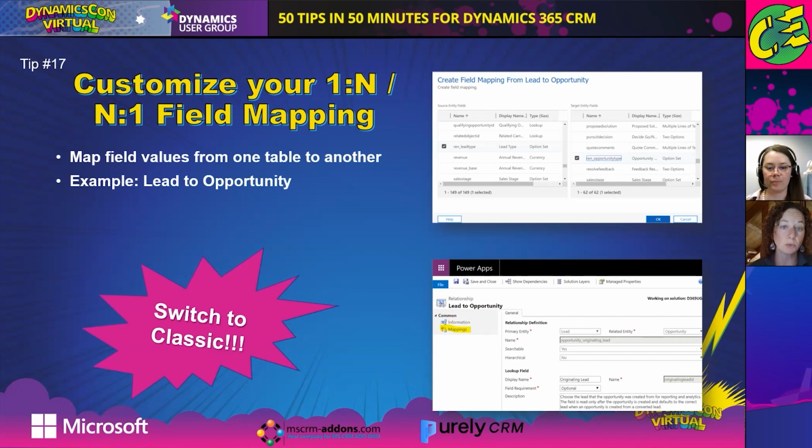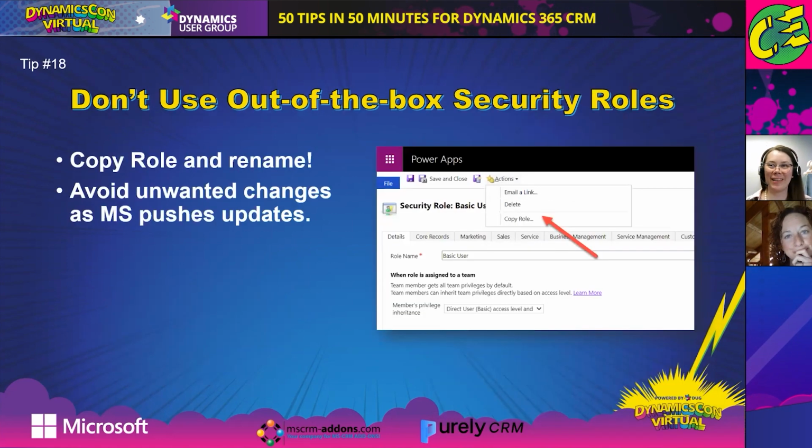And you do that by switching to Classic and going to mappings, which you can see on the screenshot on the bottom right here. Then you have this pop-up, which you see on the top, and you're just mapping like fields. Now, there are some rules around field mapping, which you can ask me about, and I'll answer in the comments.